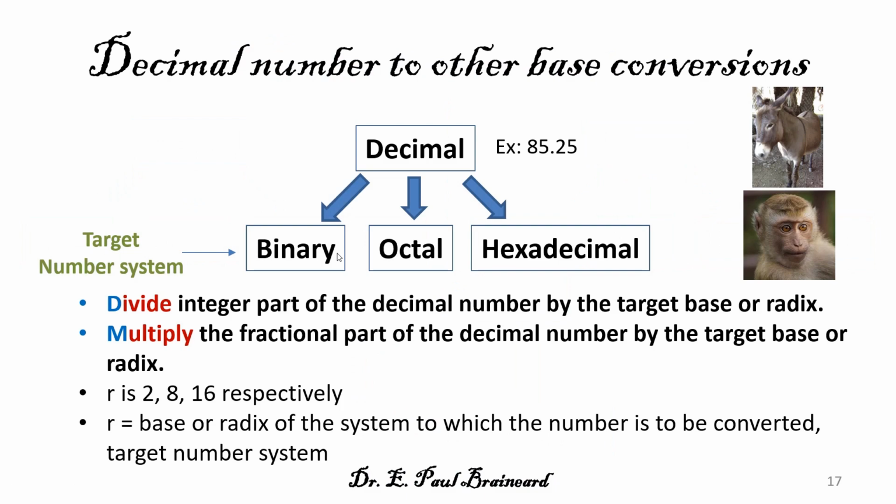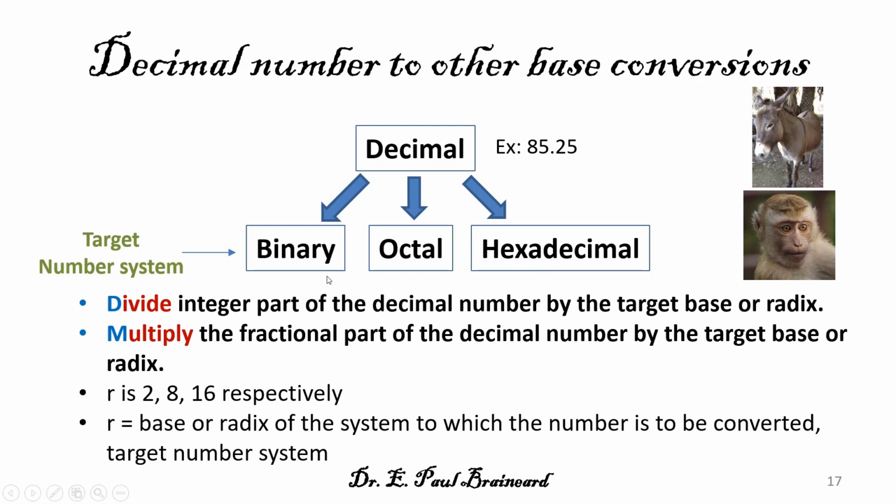Let's first convert from decimal to binary, decimal to octal and decimal to hexadecimal. Here the target systems are binary, octal and hexadecimal, and the bases are 2, 8 and 16 respectively.